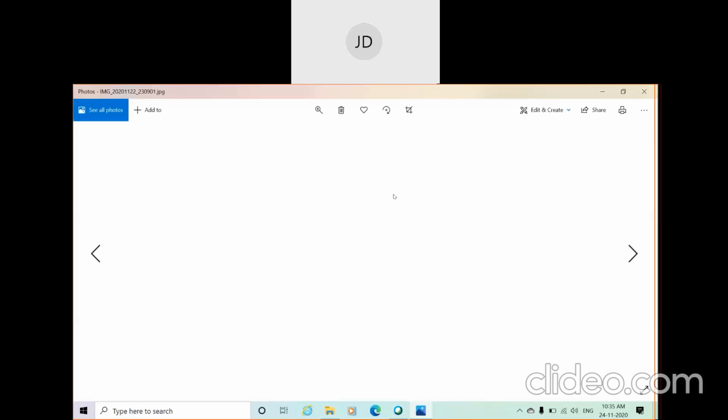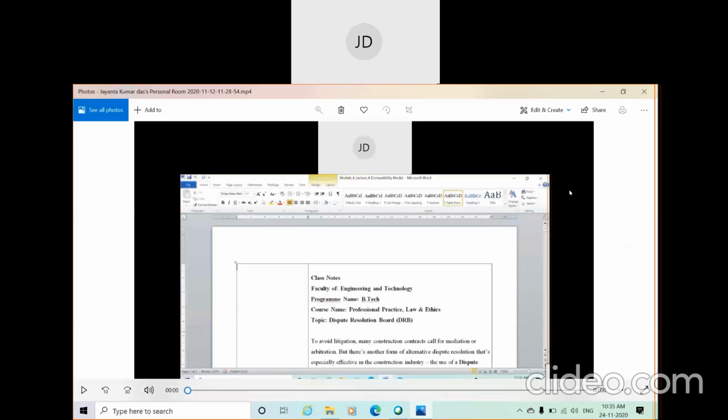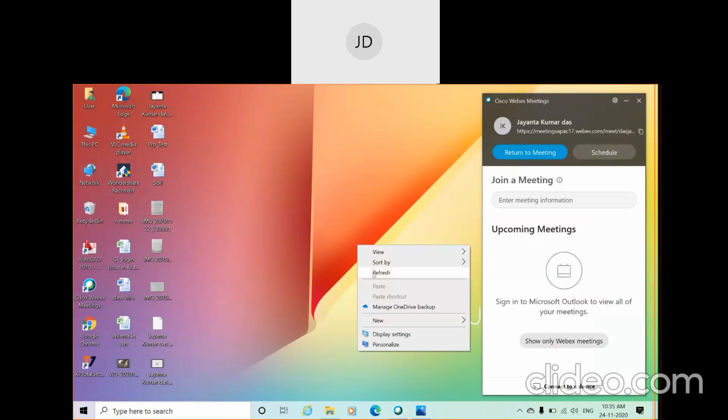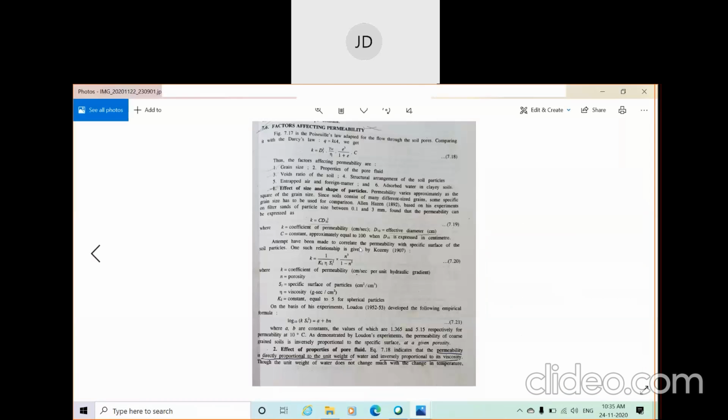Here you can see, right? My mouse is not working properly. It's just a second. Okay, can you see this slide? Can anyone please respond? Can you see my screen? Yes, sir. It's visible, right? Yes, sir. Okay.